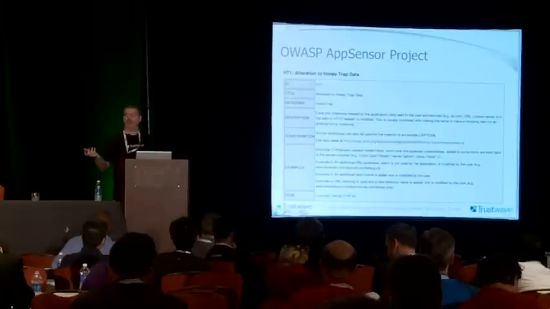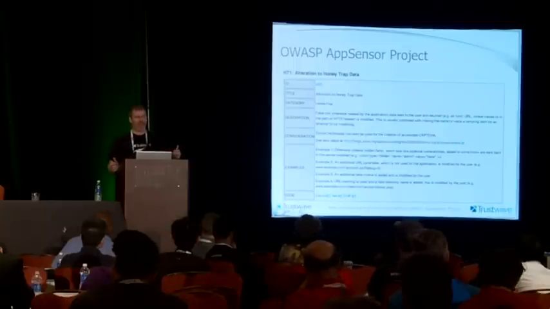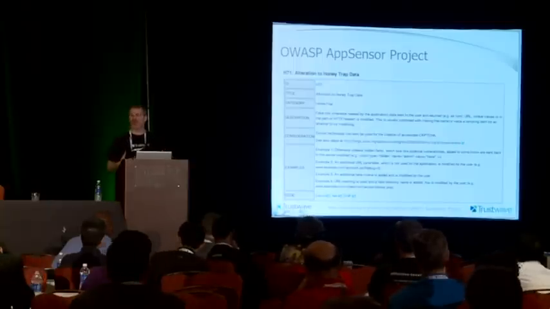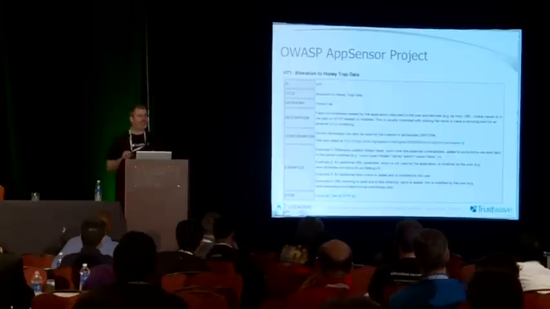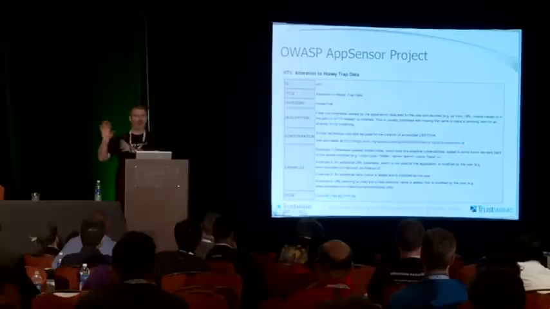Okay, so this is the reference that I made before to AppSensor. This is a project I also contribute to. And there's a certain section here talking about alteration of honey trap data. So taking a step back, what we're talking about, honey trap. Now, how is that different than a honey pot? Typically, honey pot systems are totally separate servers or applications, VMs. They're totally separate systems that you would redirect traffic to.